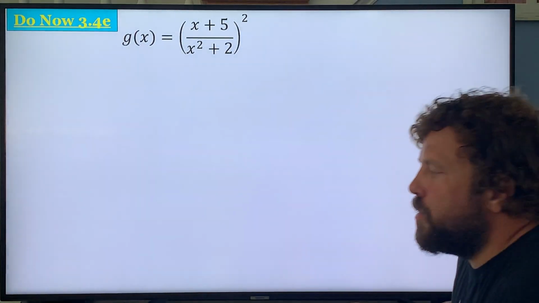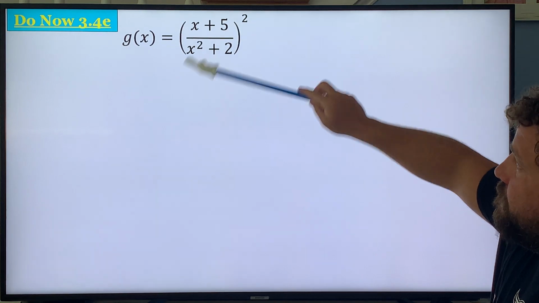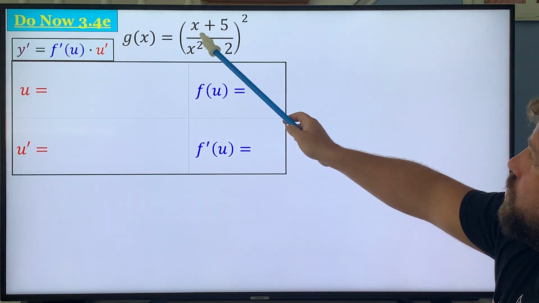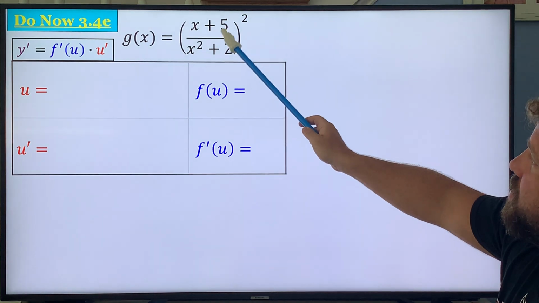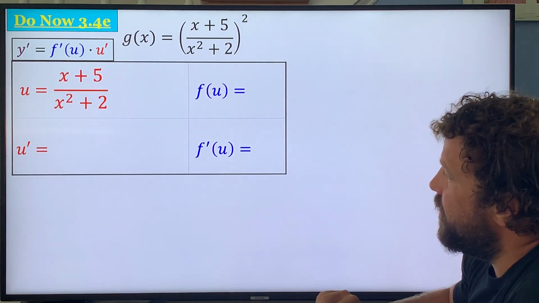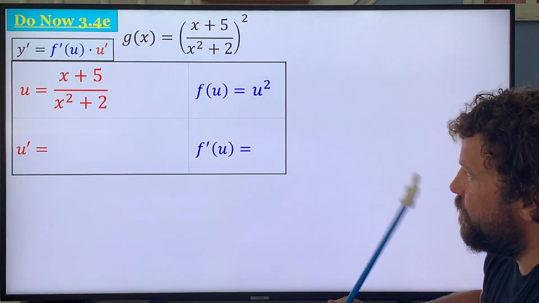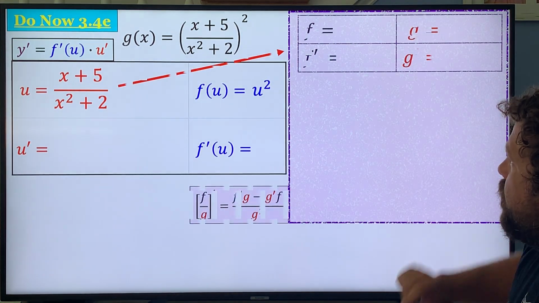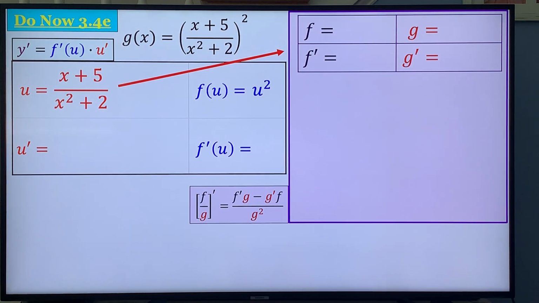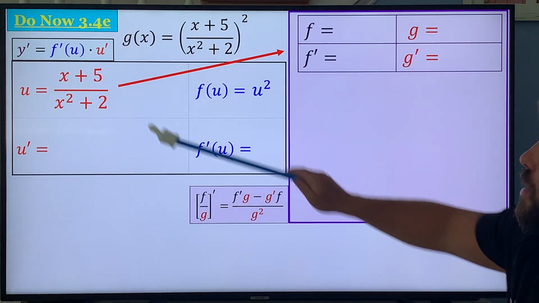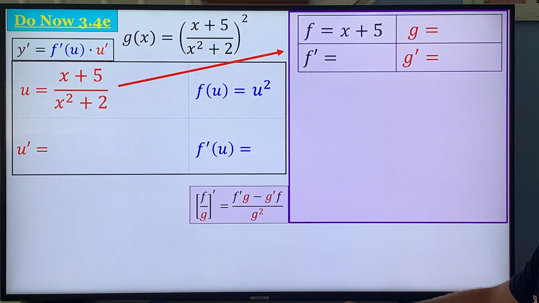All right. Inside out. We have to use the chain rule first. U is the inside quotient, x plus 5 over x squared plus 2. F of u is that stuff to the second power. We're going to need to use the quotient rule to find u prime. F is the numerator, x plus 5. G is the denominator, x squared plus 2.